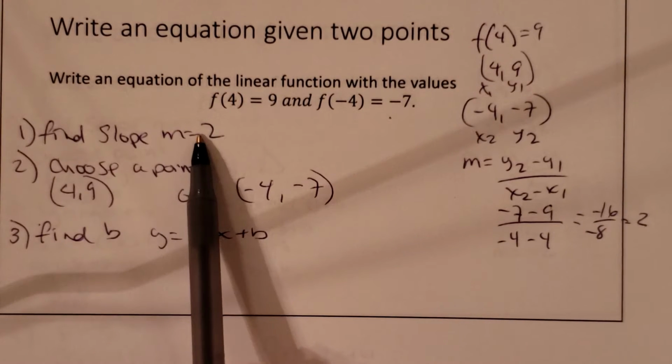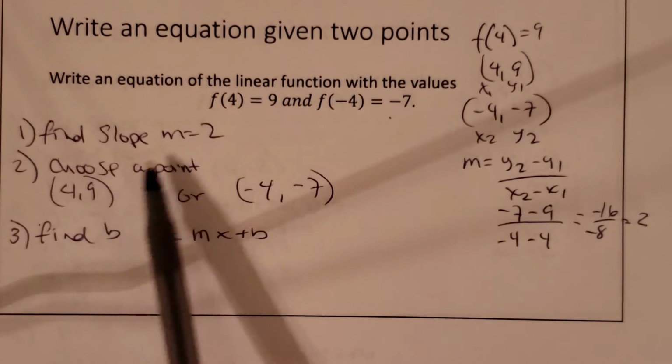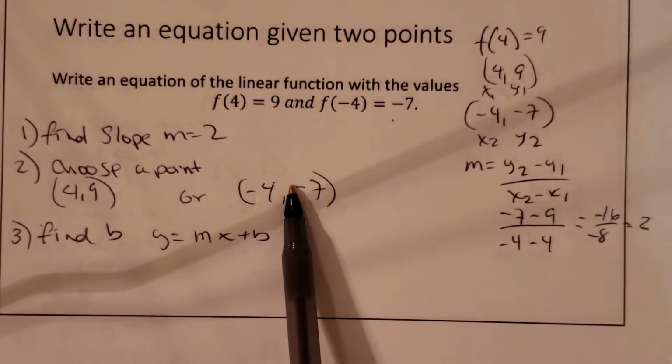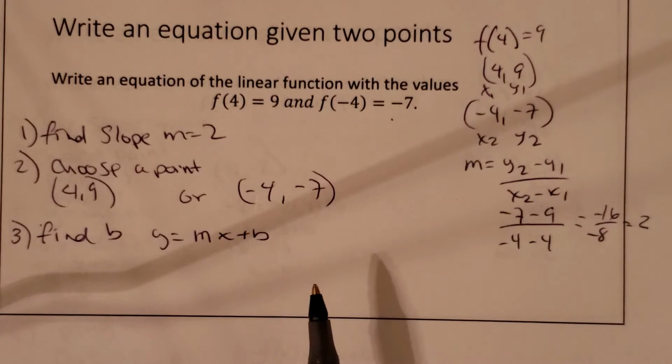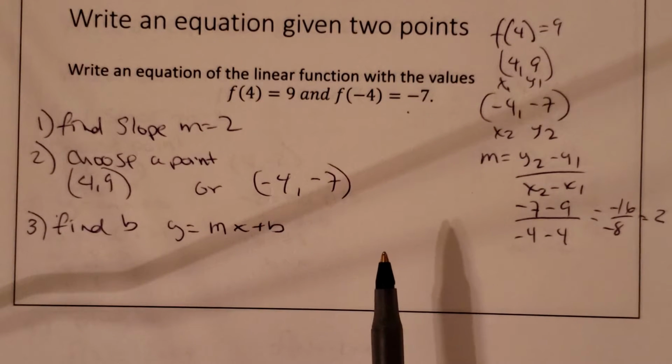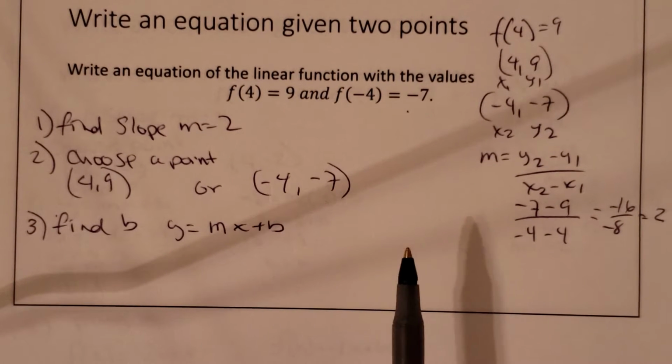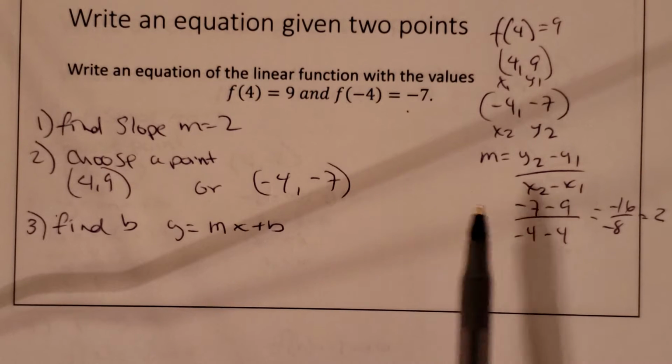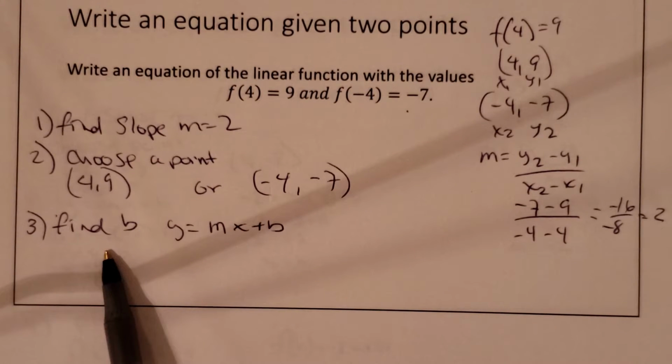So slope is 2. Second step is to choose a point. Again, it doesn't matter which point you choose, you're going to come up with the exact same thing. I tend to choose to do the positive. Again, it doesn't matter. Okay? Third step is to find b, so plug in what you know. All right?